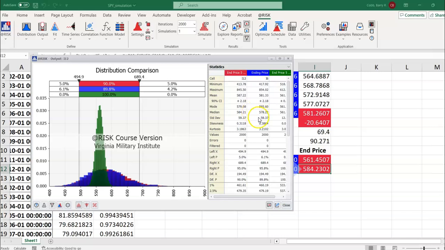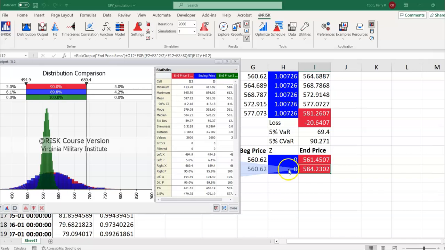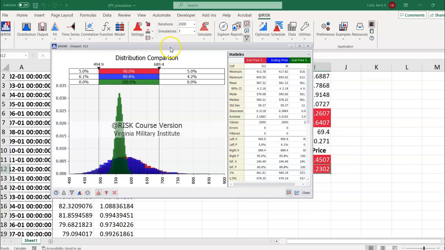So what we see is that this geometric Brownian motion is just as good a method to simulate this price, and it only took one standard normal random variable. And so we'll use this going forward as a way to simplify our models. The green distribution, of course, is the distribution of the end price after 5 days.